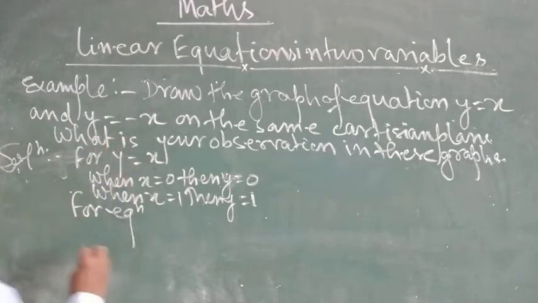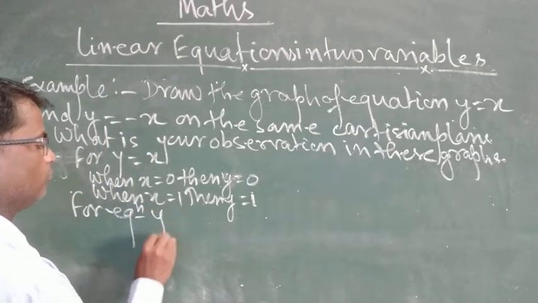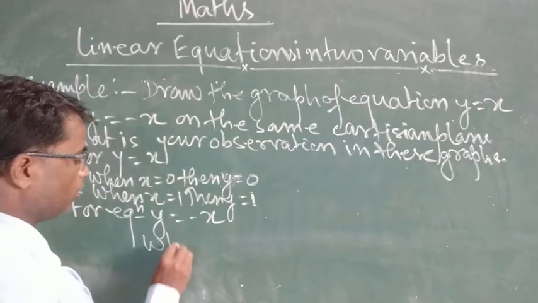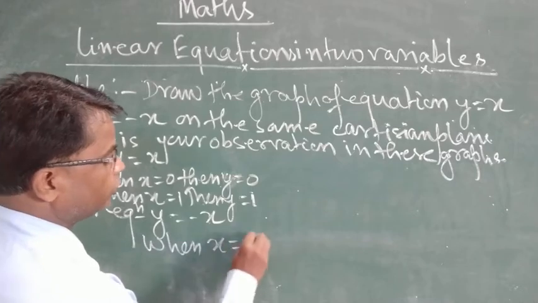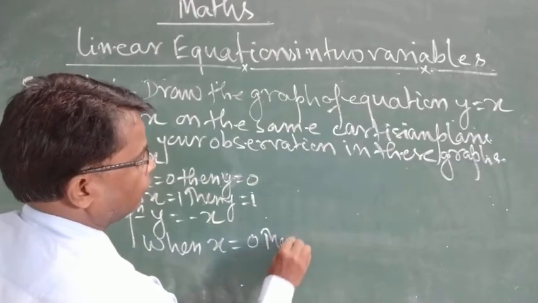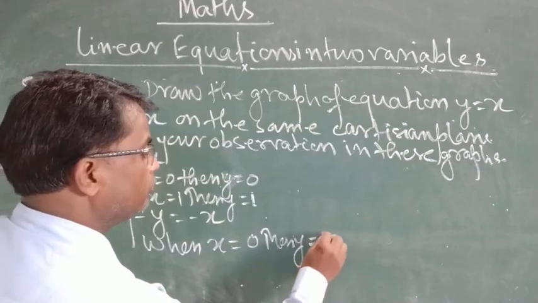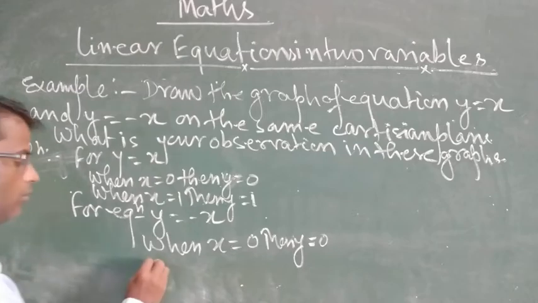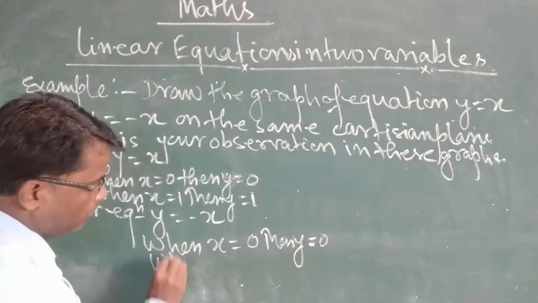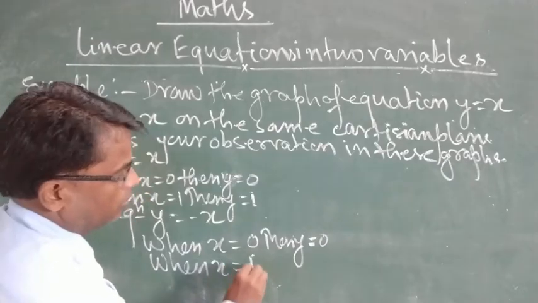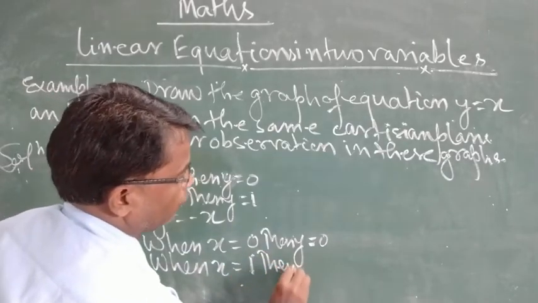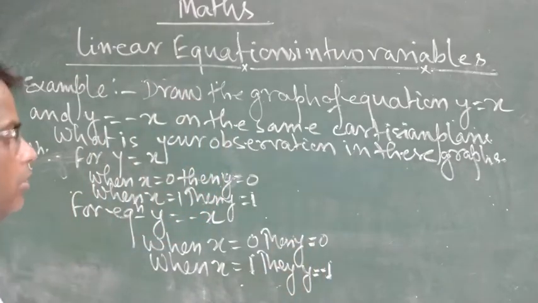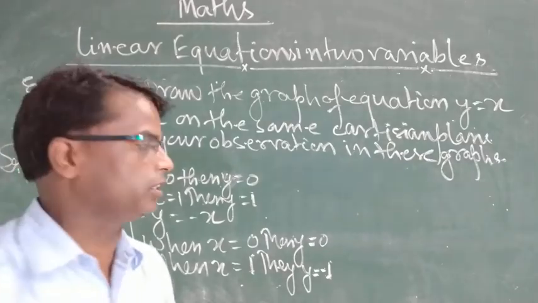For the second equation, y is equal to minus x. For the equation y is equal to minus x, when x is equal to 0, then y is equal to 0. When x is equal to 1, then y is equal to minus 1. After this, I will represent it on the graph. You will see here.